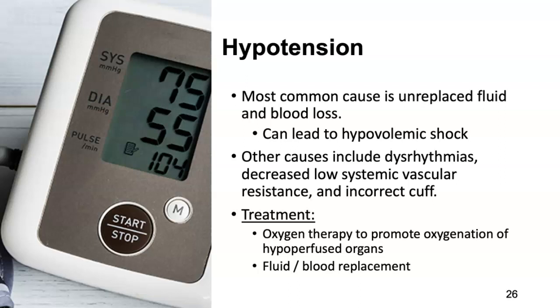Hypotension is most commonly caused by unreplaced fluid and blood loss, which may lead to hypovolemic shock. Other causes include dysrhythmias, decreased systemic vascular resistance, and maybe having an incorrect cuff placed on the patient, maybe the wrong size. Treatment of hypotension begins with oxygen therapy to promote oxygenation of hypoperfused organs and fluid and blood replacement.